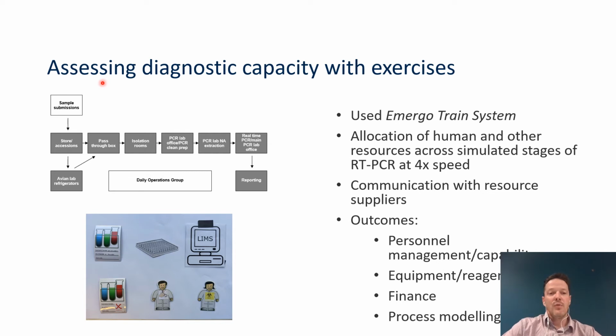Within this study, we tracked the movement of samples through the sample submission area and accessions, through a pass box, to isolation rooms, through into the PCR preparation area, nucleic acid extraction phase, through to the real-time PCR, and then reporting through a LIMS system. It was a functional exercise, so people were stationed in each room and were at each station, so to speak, and moved accession forms representing a series of samples through to each station as time passed.